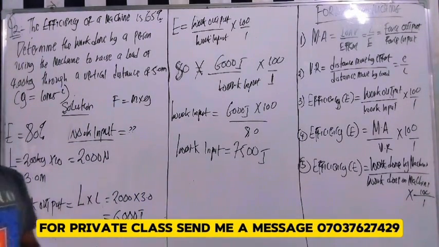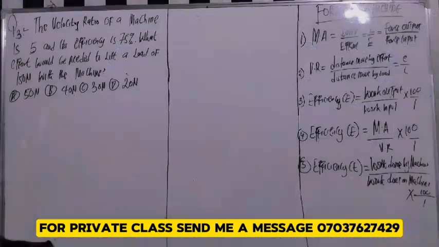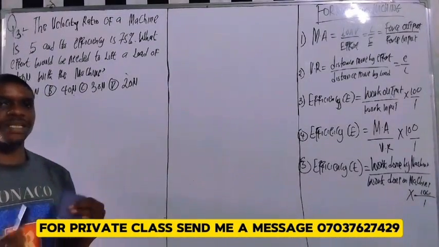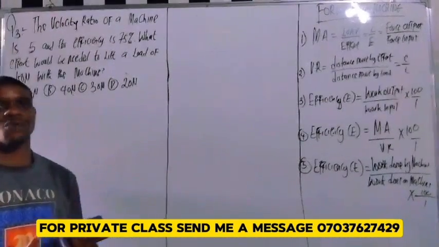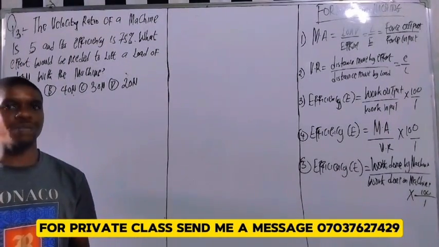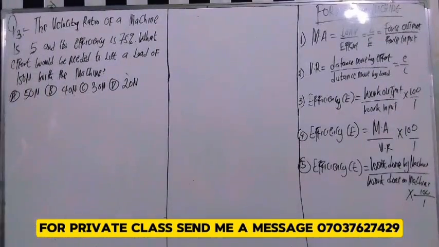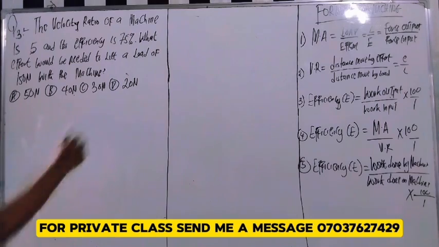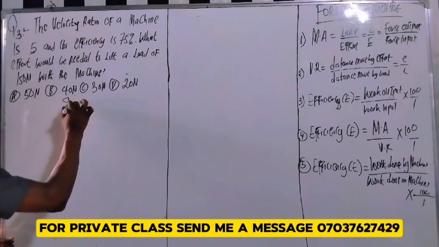So now let's look at the third example, the last question in this video. Please can you go and watch part 2, because in part 2 I want to talk about types of machine. Do you understand? So make sure you don't miss that part 2. So let's look at this one. They say that the velocity ratio of a machine is 5 and its efficiency is 35%. What effort will be needed to lift a load of 150 newton with the machine? So these are the options. Let's quickly solve this question. Solution.